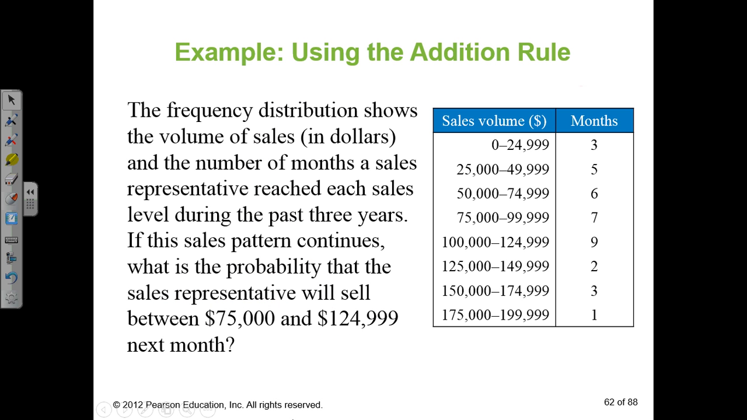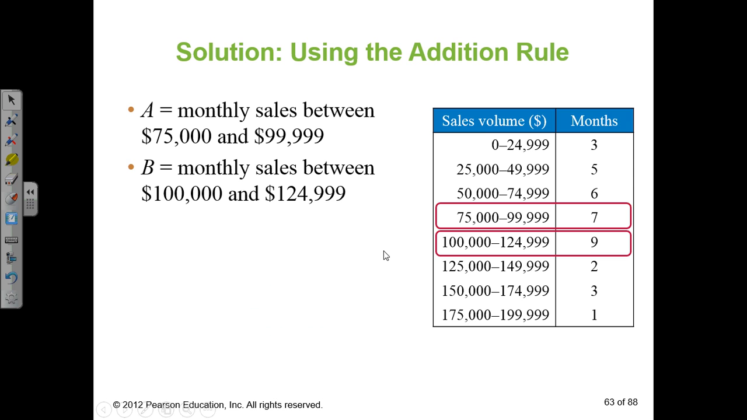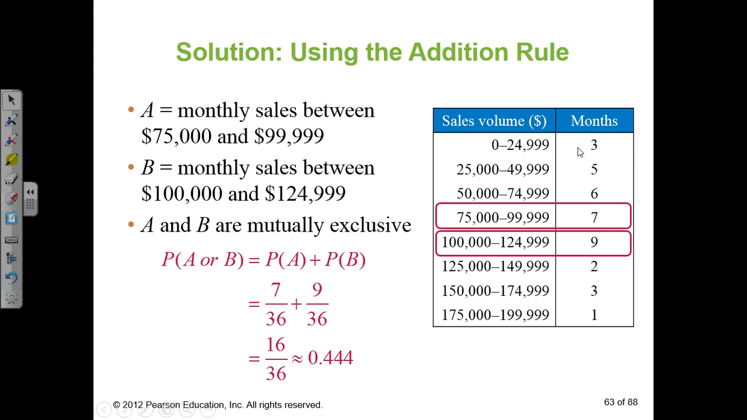Suppose we want to find the probability that a particular sales rep sells between 75,000 and 124,999. Well, these are mutually exclusive events. So the probability that any one person sold between those two amounts is 7 plus 9 divided by 36, because 3 plus 5 plus 6 plus 7 plus 9 plus 2 plus 3 plus 1 is 36. And so 7 over 36 plus 9 over 36 is 16 over 36.